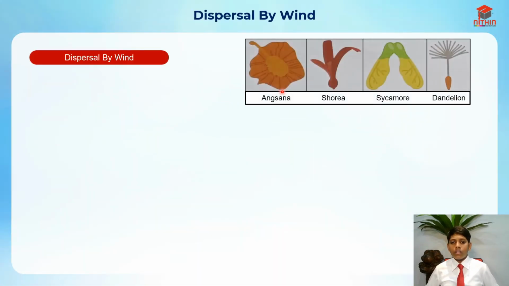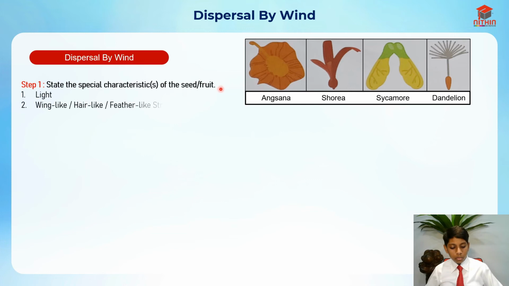These are some examples of seeds dispersed by wind. We have the angsana, the shoria, the sycamore, and the dandelion. These are just some examples. You can all see that they have wing-like structures or feather-like structures, right? Next. For step 1, we need to explain the special characteristics.